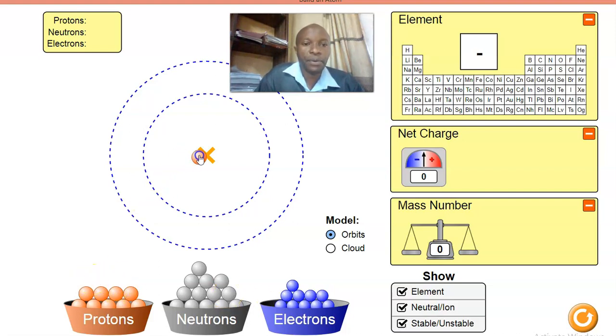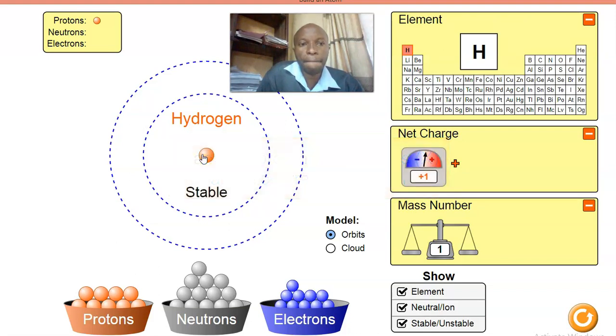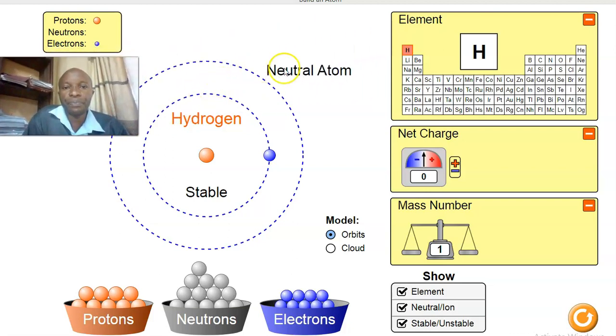I'm picking up a proton, and when I pick the proton and place it on the center there, it tells me that it's actually hydrogen, and it is stable, and it's actually an ion. If you look at this, it shows the charge, it's an ion. So if I want to create an atom, then I would actually just place an electron, and of course now this becomes a neutral atom. You can see that it shows it's a neutral atom.